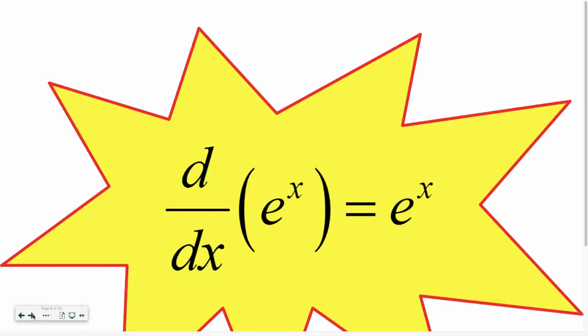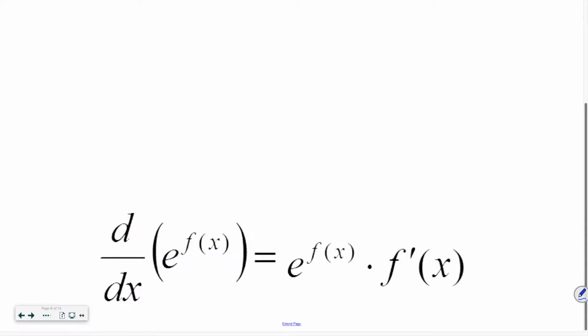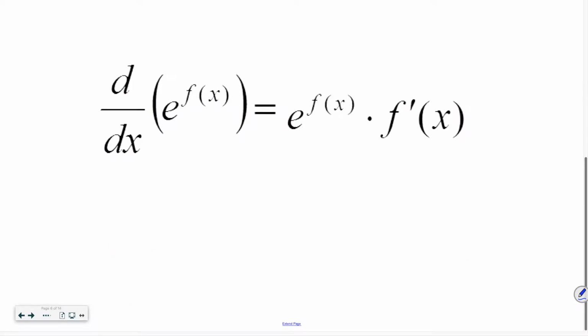So the derivative of e to the x is e to the x. Just to save time, I'm not going to go through the proof of why that is. What I'd also like you to understand is that if we have a function inside of our power, we're still going to apply the chain rule. So I like to call this rule copy-paste. The derivative of e to the x is copy-paste e to the x, right? So the derivative of e to the f of x is copy-paste e to the f of x, but then we have to apply the chain rule, the derivative of what's inside. Okay, but copy-paste.